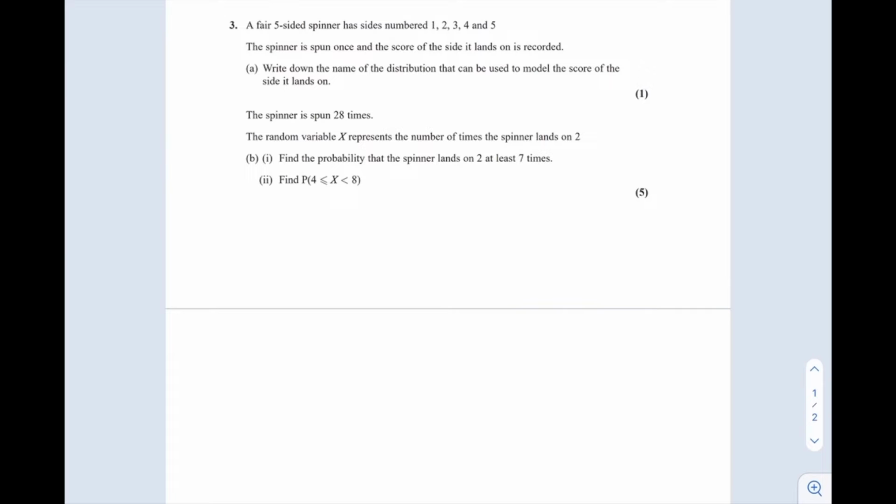So this is a uniform distribution. So for 1 mark, that's the word they're looking for. You could also write discrete, because you can only have the numbers 1, 2, 3, 4, 5 and nothing in between, but uniform is the word they're looking for.